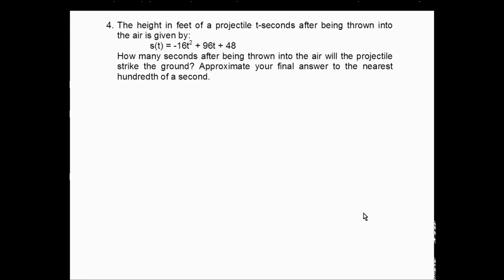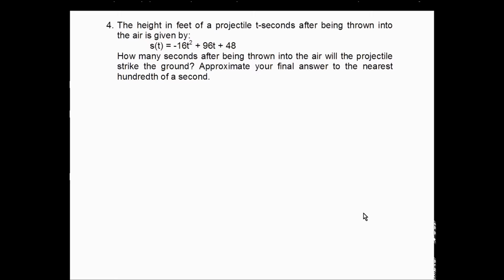Number 4. I've always called this the rocket scientist problem. We will see other rocket scientist problems in section 3.3. So this is the first of the rocket scientist problems. The height in feet of a projectile, t seconds after being thrown in the air, is given by s of t equals negative 16t squared plus 96t plus 48. How many seconds after being thrown in the air will the projectile strike the ground? Approximate your final answer to the nearest hundredth of a second.